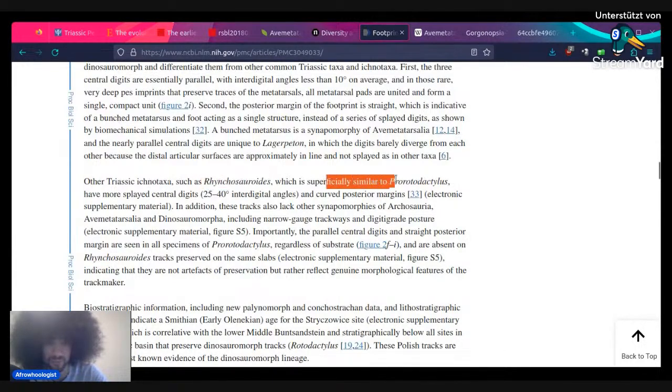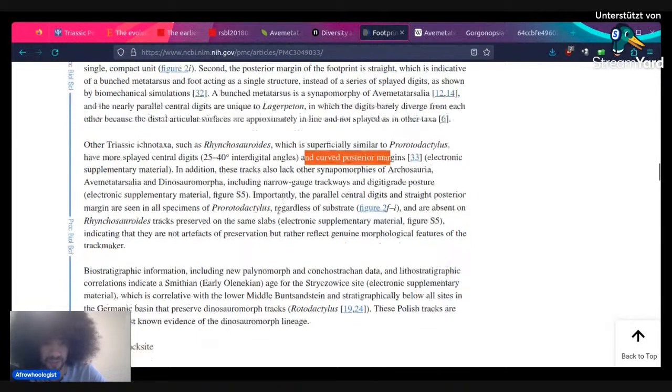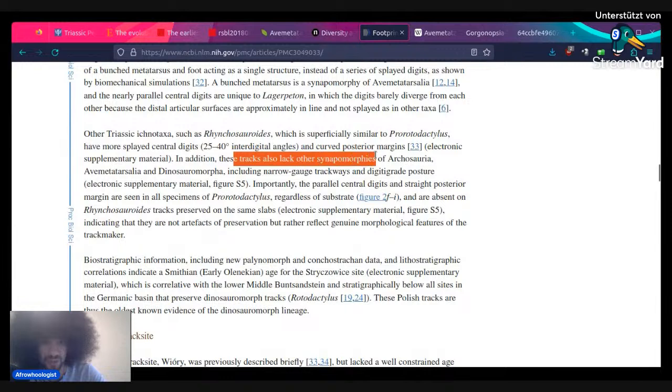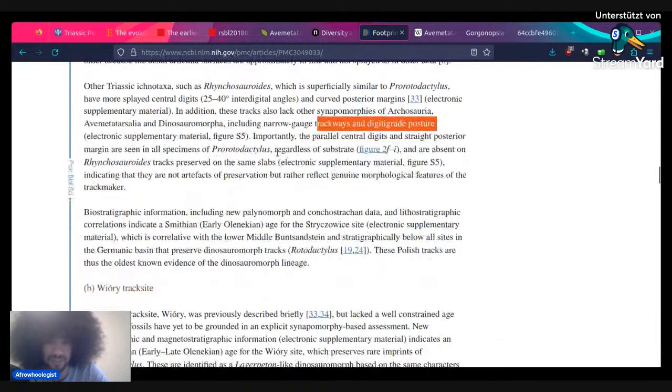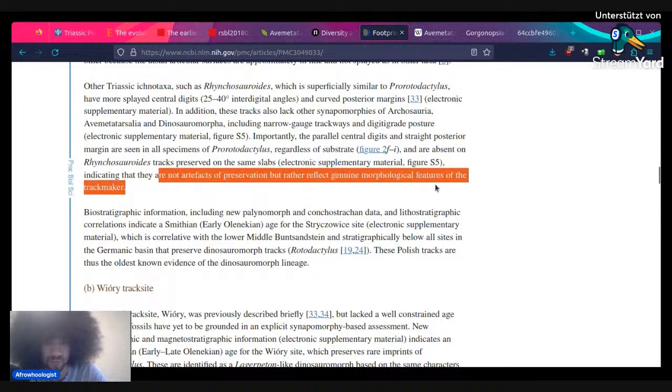So rhynchosauroids, which are superficially similar to Prorotodactylus, have more splayed central digits. But have you found the entire corpus of rhynchosauroides to say that they have more splayed digits universally and more curved posterior margins? These tracks also lack other synapomorphies of Archosauria, Avemetatarsalia, and Dinosauromorpha, including narrow gauge trackways and a digitigrade posture. So interesting. They have to admit here, there's other things that don't add up. Importantly, parallel central digits and straight posterior margin are seen in all specimens of Prorotodactylus, regardless of substrate, and are absent on rhynchosauroid tracks preserved in the same slabs, indicating these are not artifacts of preservation, but rather genuine morphological features of the track maker.